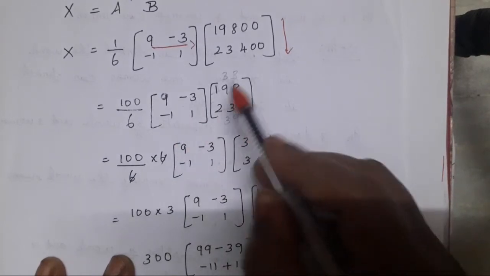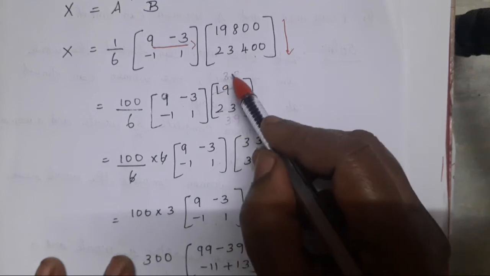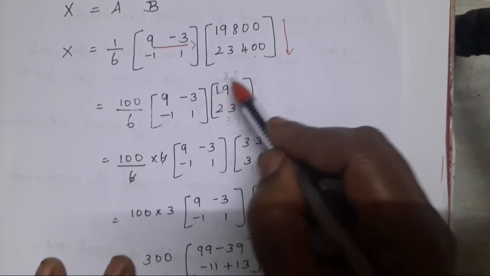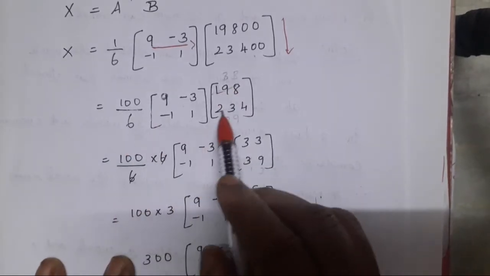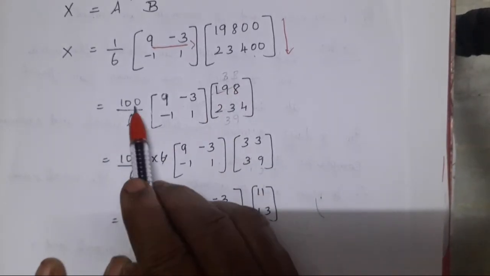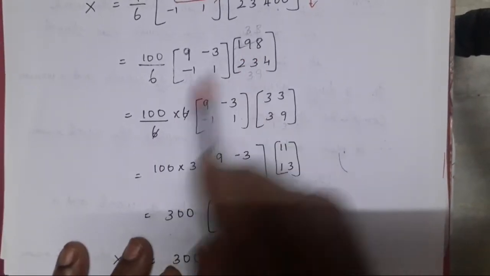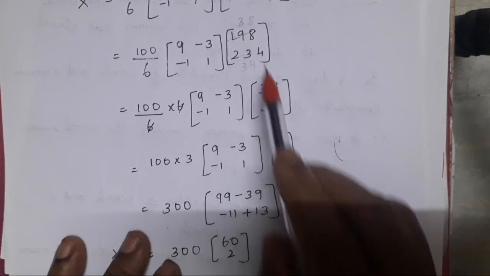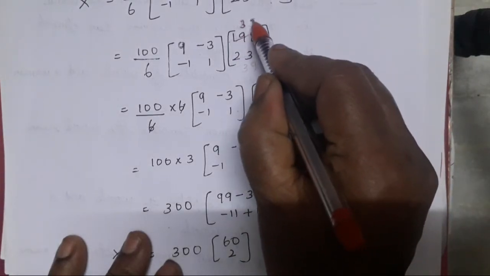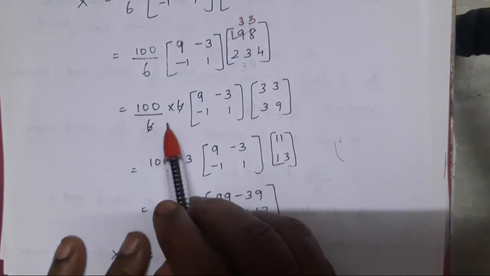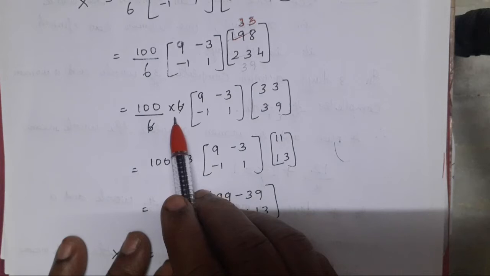If you want to simplify more, what is common here? 3 sixes are 18, so take 6 common. For 198 it becomes 33, because 3 sixes are 18. Again, 3 sixes are 18, so take 6 common. Already 100 by 6 is outside.